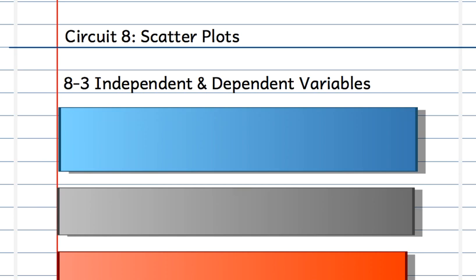Welcome class to Circuit 8 scatter plots. We're still working on that. Now we are on 8.3, independent and dependent variables.